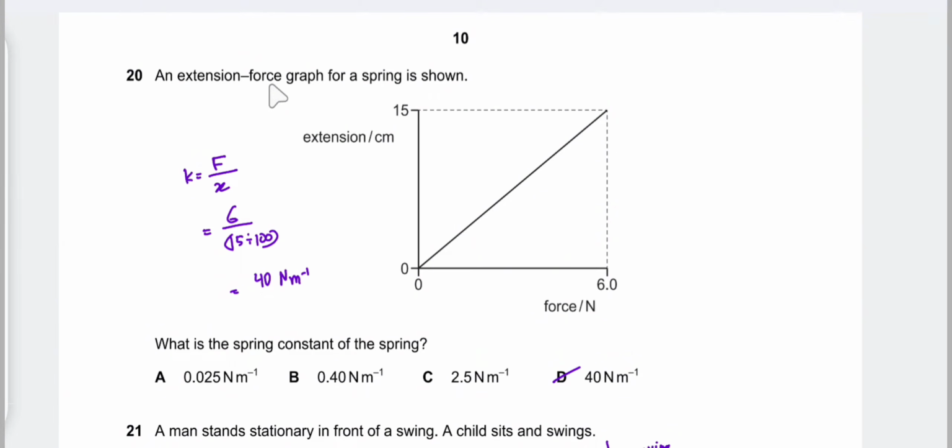Next, an extension force graph for a spring is shown, so an extension against force graph. What is the spring constant of the spring? We know that spring constant is equal to force by extension. So force is 6 Newton, and we need to convert the extension to meter, so 15 by 100 meter. So the spring constant comes to 40 Newton per meter.